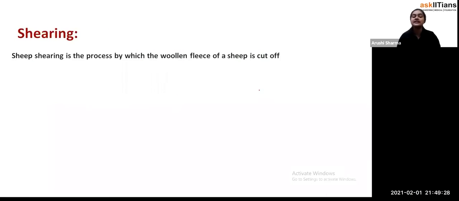So first of all, it's the shearing. So students, like I have already told you what shearing is. Sheep shearing is the process by which the woolen fleece of the sheep is cut off. I told you, just ignore if sheep is pronounced sometimes as ship, it is sheep only, because we are not talking about ship here, we are just talking about sheep. So just focus on that part. So shearing is the cutting off of the hair or the fleece part of the sheep. We call it the shearing process.